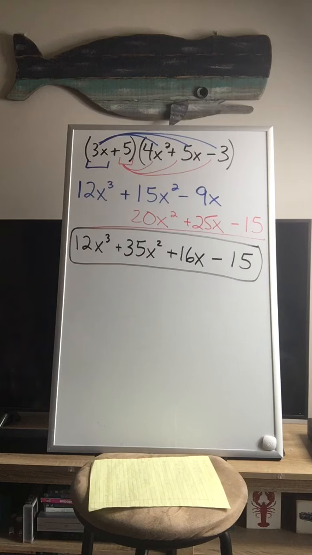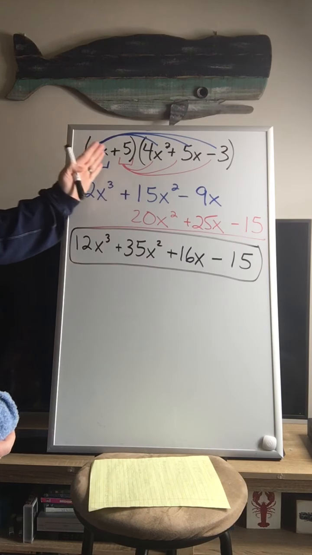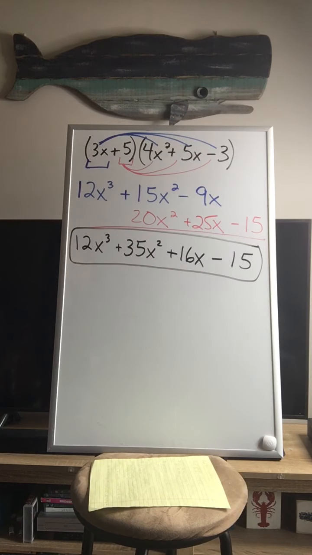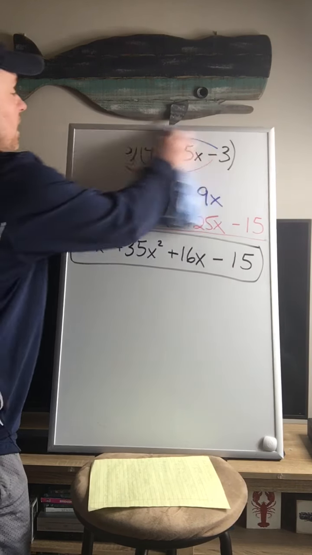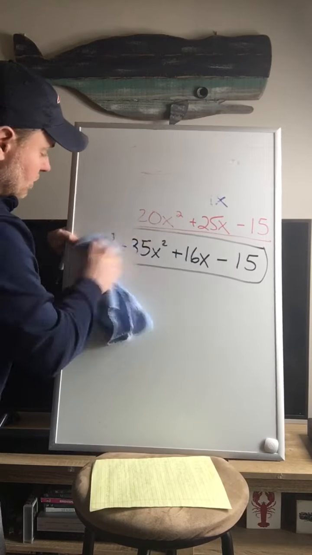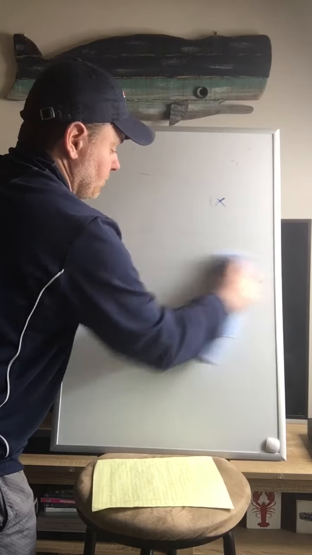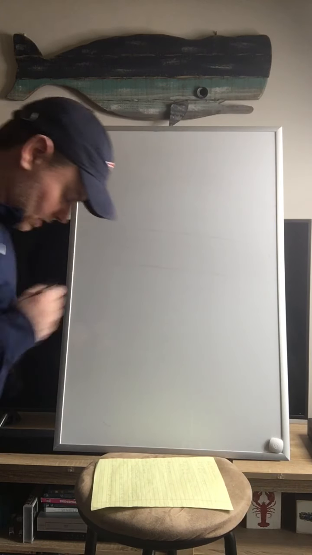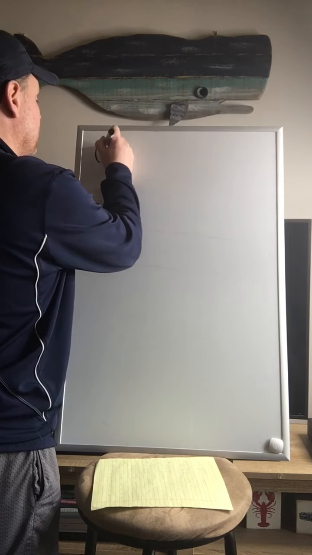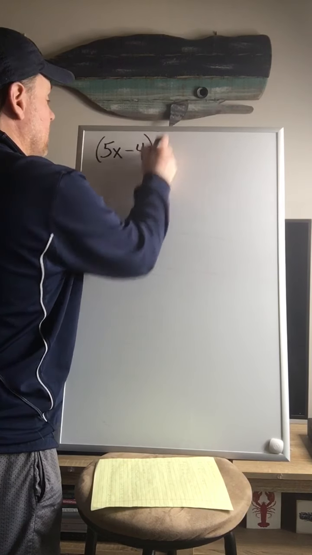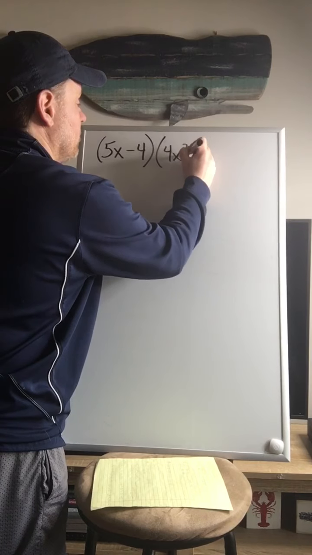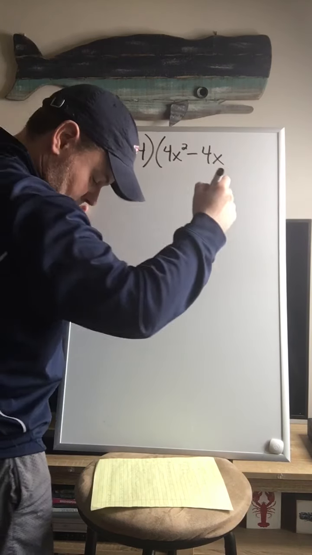All right? So it's very similar to the problems that we have been doing with the binomials, except the distributive property is just extended a little bit because there are a few more terms in the second polynomial. So let's try a couple more of these just so you can see. Let's say I'm going to do 5x minus 4 times the trinomial 4x squared minus 4x plus 3.